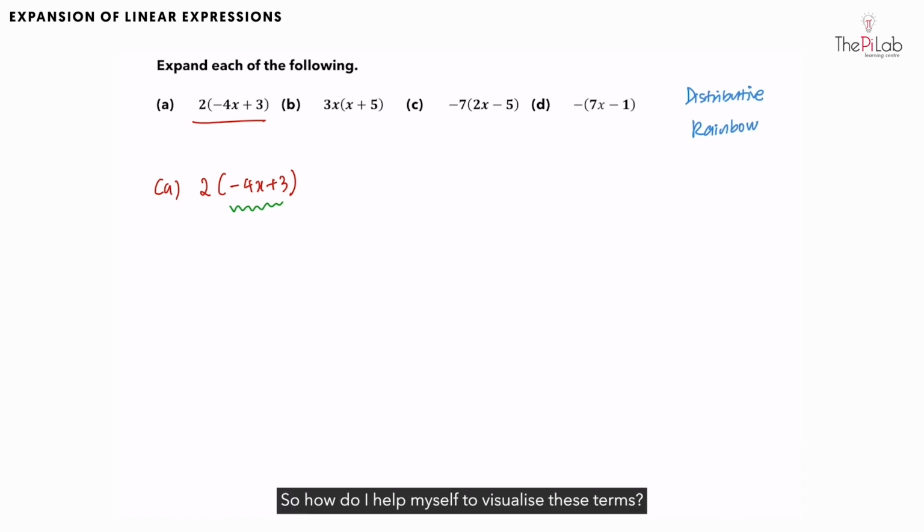So how do I help myself to visualize these terms? I always tell my students, use a pencil and draw a line. Okay, this is to help you to differentiate between the 2 terms. Now, how does this make our job easier when we want to expand? Because now you know that there's negative 4x and a plus 3, all you need to do is put an equal sign and start multiplying.